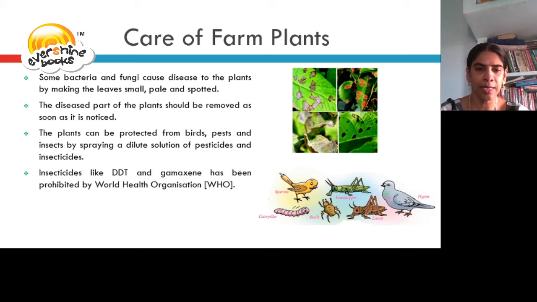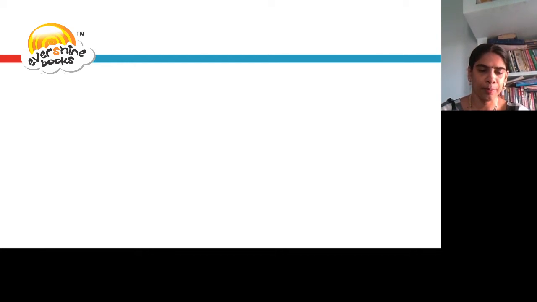Insecticides like DDT and Gamaxin have been prohibited by WHO, the World Health Organization. We can build a strong fence to keep cows, goats, etc. away from the crop.